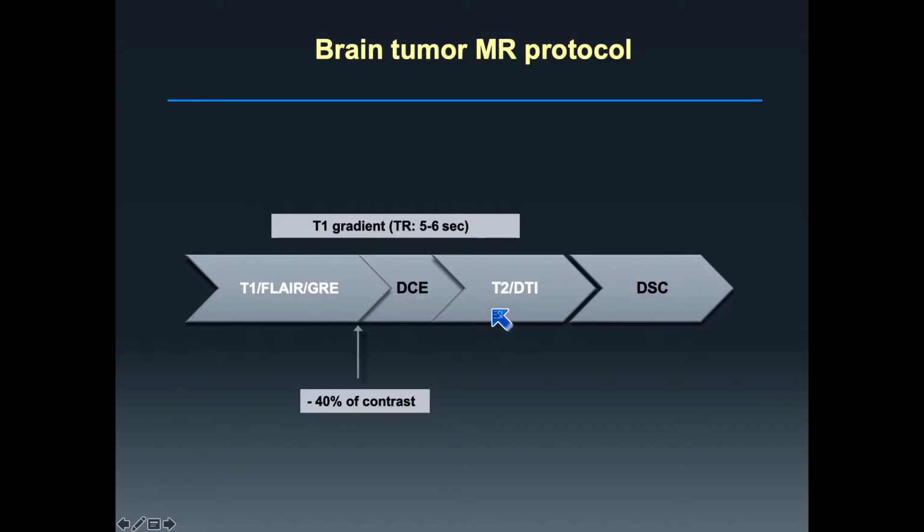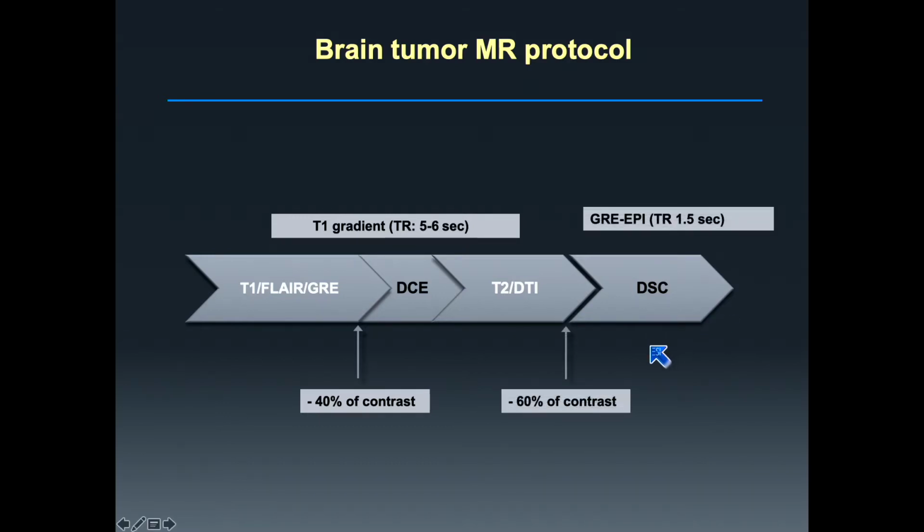After that, we do our T2 weighted images and diffusion, or DTI. If they order DTI, we put DTI there. Otherwise, we just do routine diffusion. And then we end the study by doing dynamic susceptibility contrast by injecting the remainder, say 60%, of the contrast. We use a gradient EPI sequence for DSC with a temporal resolution of 1.5 seconds. And then obviously at the end, after DSC, we have to do a T1 post contrast to finish the study.